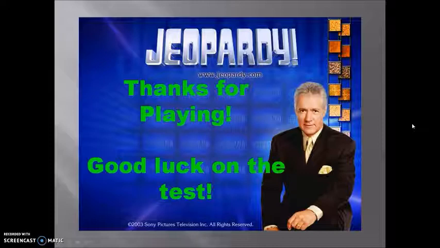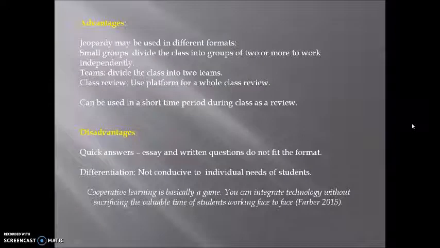And so Jeopardy again gives us knowledge. It reinforces that information and prepares the students to take a successful quiz. So the advantage is Jeopardy can be used in different formats. Small groups can divide and answer questions as a group. Teams can divide, 2 in a team, and help answer the questions.